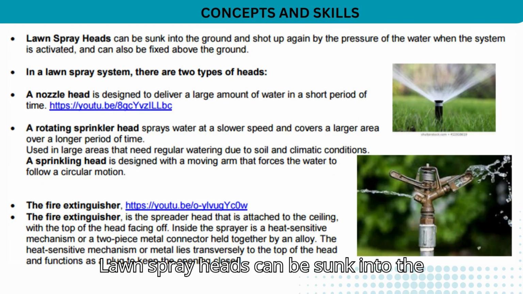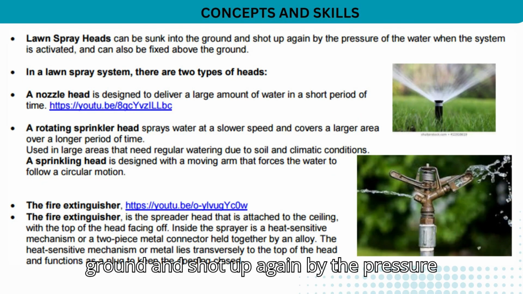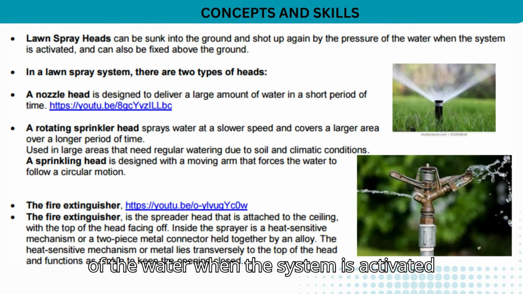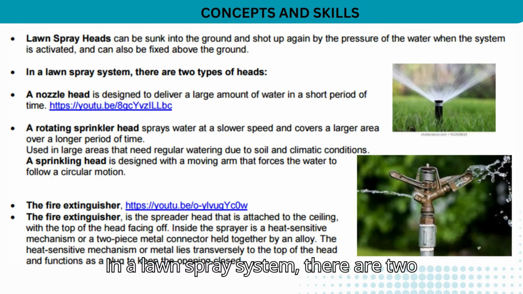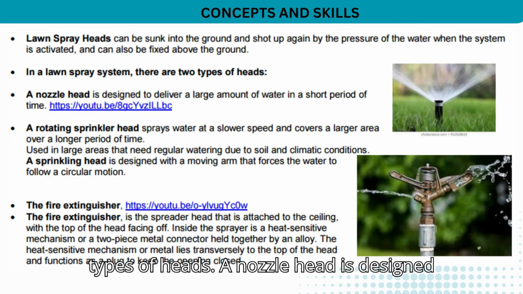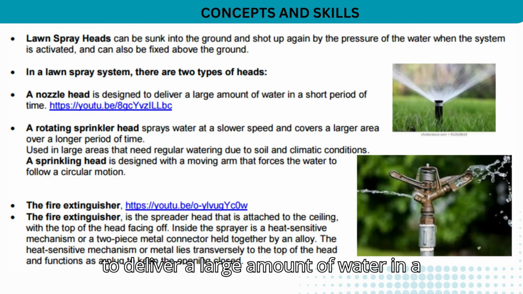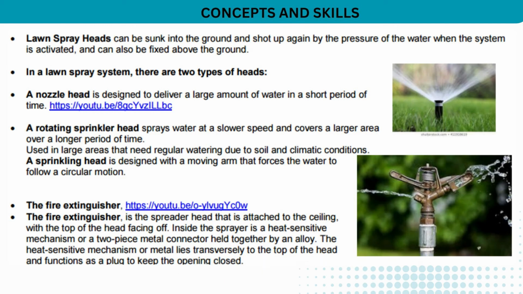Lawn spray heads can be sunk into the ground and shot up again by the pressure of the water when the system is activated, and can also be fixed above the ground. In a lawn spray system, there are two types of heads. A nozzle head is designed to deliver a large amount of water in a short period of time.